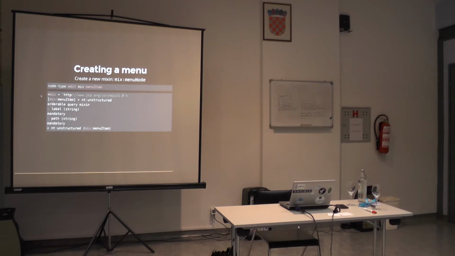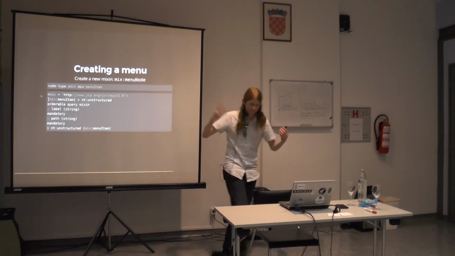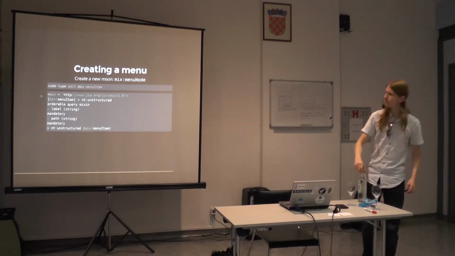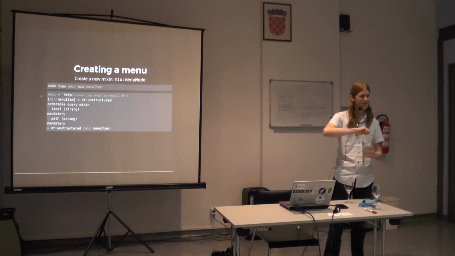So the structure is almost the same as previous. We have the same demands for a mixin, orderable query a mixin. We have two properties that are mandatory, and the new part is the child node restriction for this type of nodes. Menu item. Yeah, it's, I'm confusing, I know.